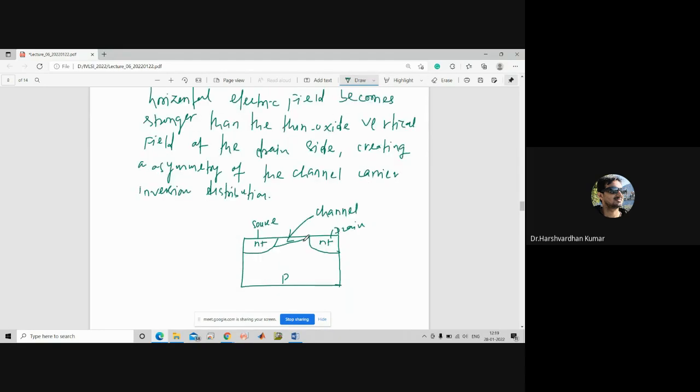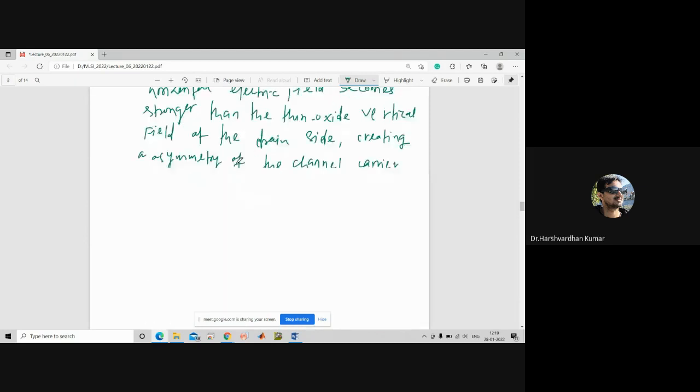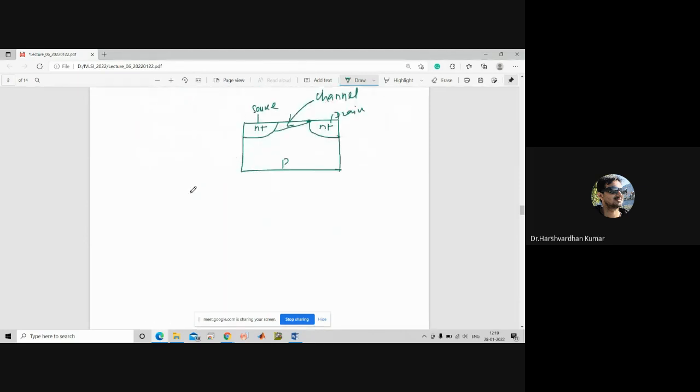Right? So at this point, what will happen? The drain current will tend to saturate for a further increase in drain to source voltage for a fixed value of gate to source voltage. Right? So just give me 2 minutes here to explain the saturation region.